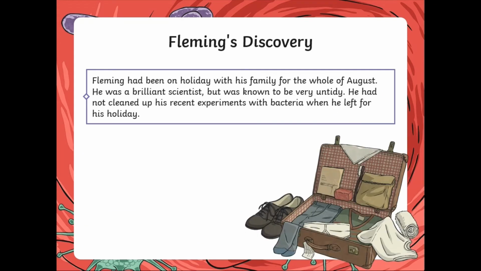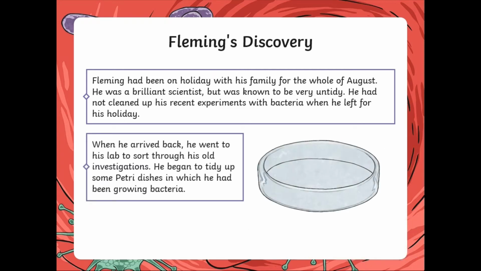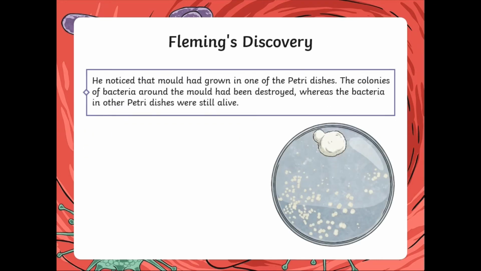Fleming had been on holiday with his family for the whole of August. He's a brilliant scientist, but he was known to be a little bit untidy, and he hadn't cleaned up his recent experiments with bacteria when he left on his holiday. When he arrived back, he went to his lab to sort through his old investigations, and he began to tidy up some of the petri dishes in which he had been growing bacteria. He noticed that mould had grown in one of the petri dishes, but the colonies of bacteria around the mould had been destroyed, where the bacteria in other dishes was still alive.